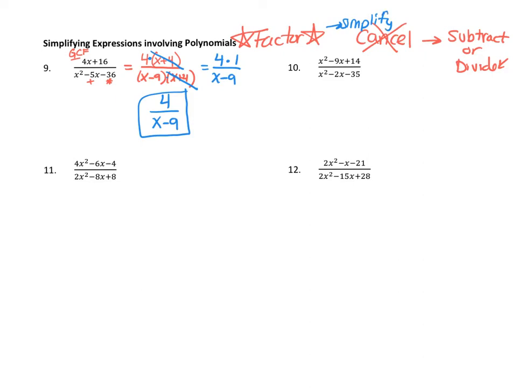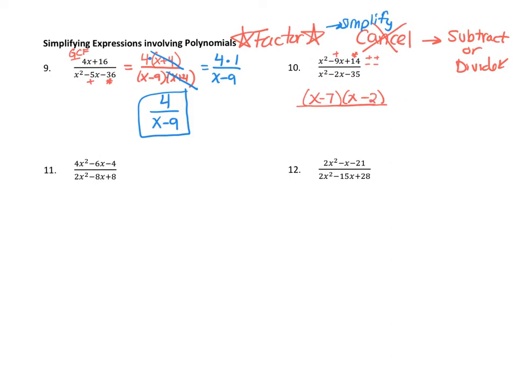Let's try the same idea for number 10. So now I have two trinomials, so I'm going to factor the top and I'm going to factor the bottom. So in the top, I need to think about what multiplies to 14 and adds to negative 9. And again, 14 is positive, so that means it needs to be two positive numbers or two negative numbers. So since 9 is negative, it's going to be two negative numbers. So 7 and 2. So minus 7 minus 2.